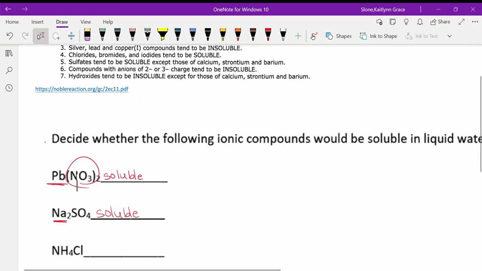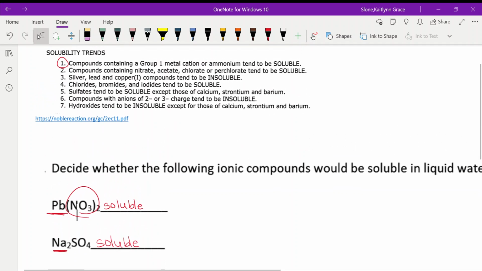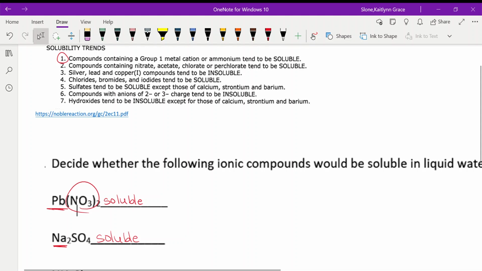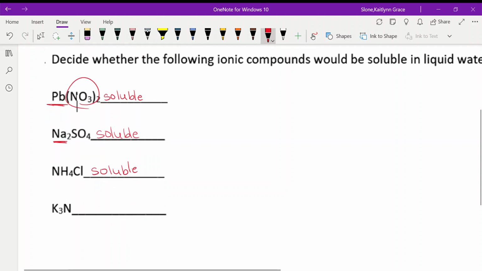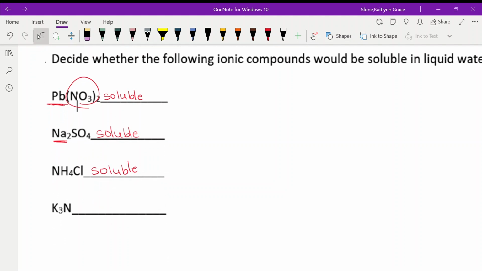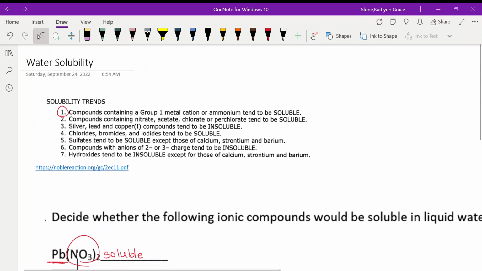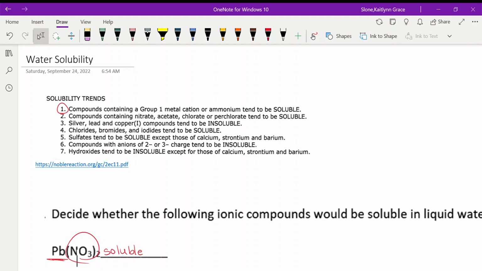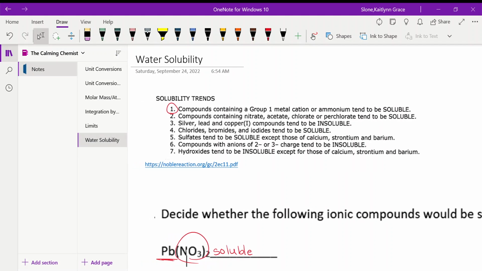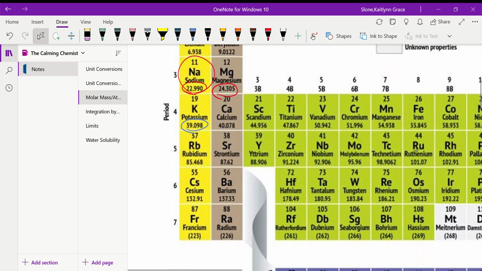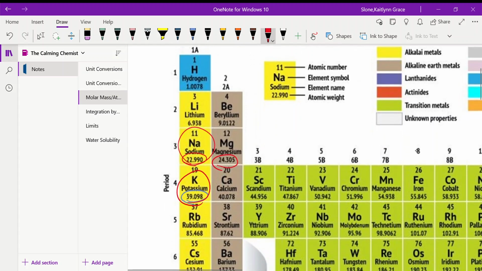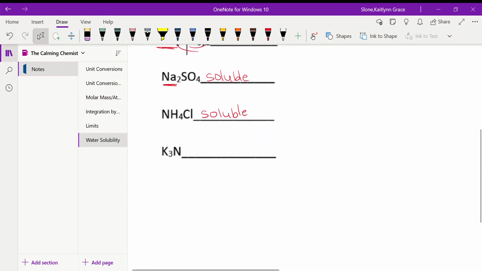All right, next one, ammonium chloride. Compounds containing a group 1 metal cation or ammonium tend to be soluble. We have ammonium, so that's soluble. Last but not least, potassium nitride. Compounds containing a group 1 metal cation or ammonium tend to be soluble. Let's see if potassium is in group 1. We look, potassium is in group 1A, and so guess what? That's soluble.